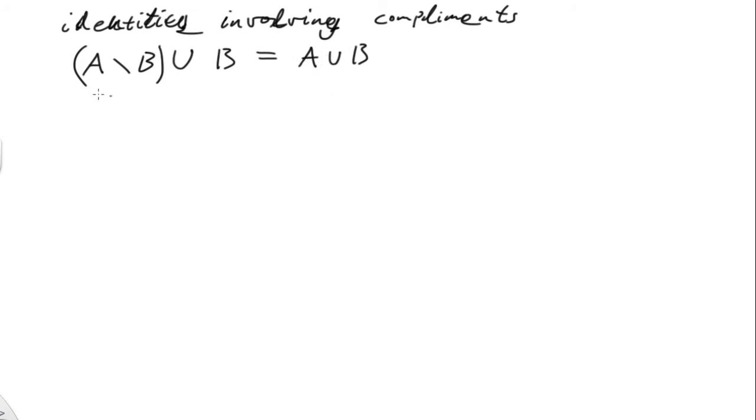Okay, that makes sense. And another pretty useful identity, if I take A not B, everything in A that's not in B, and I intersect it with B, of course I know this is always going to be nothing. Okay, that's going to be the empty set.